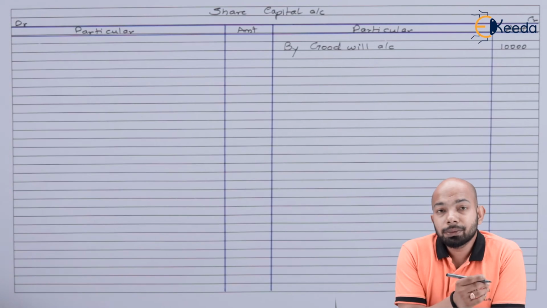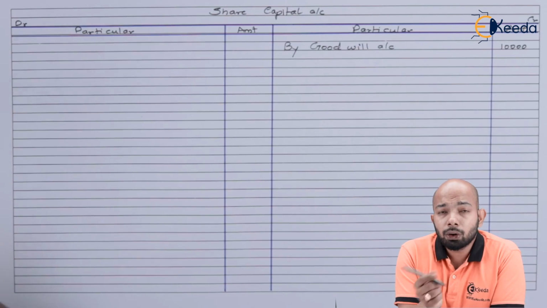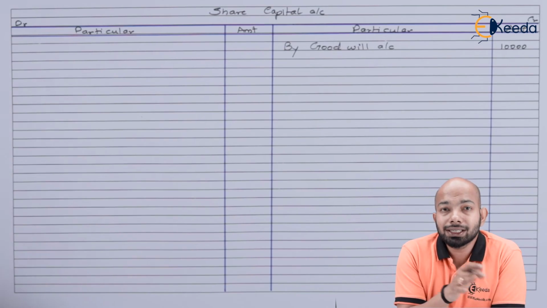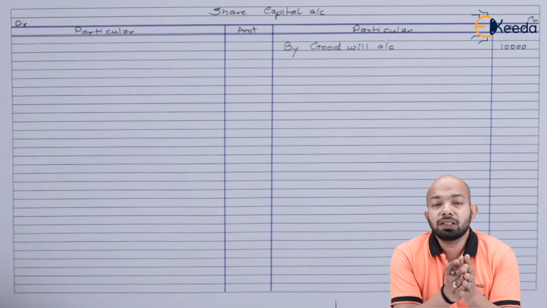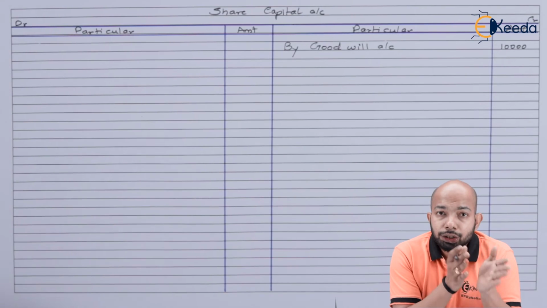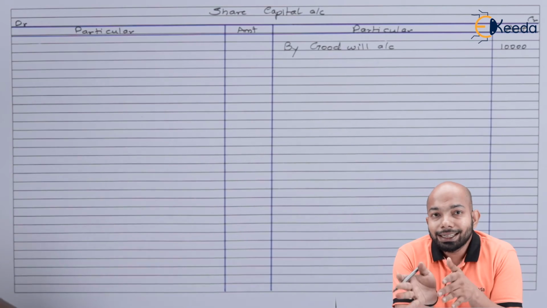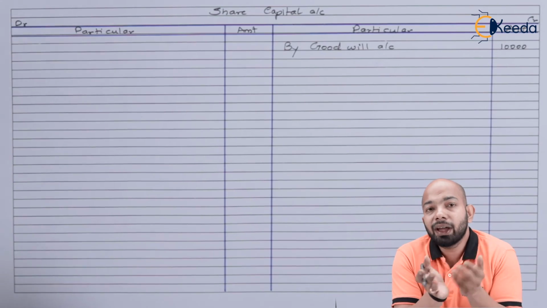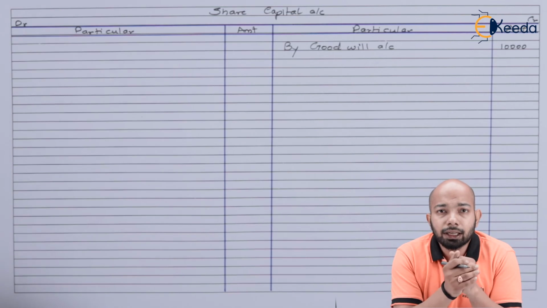So the entry that has been mentioned here is by goodwill account, the amount related to it was 10,000. Now, the next will refer to the asset being purchased, and for that specific asset we are being provided with capital account, or rather shares are being issued to that. Hence, here on the credit side as well, we'll have by machinery account or by asset account.